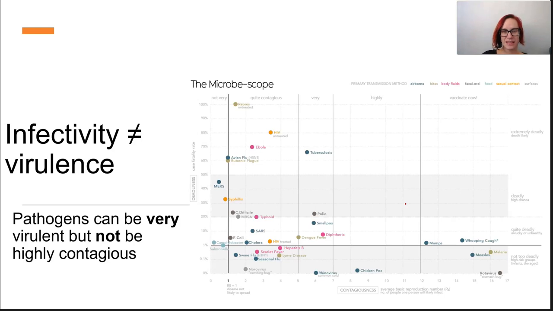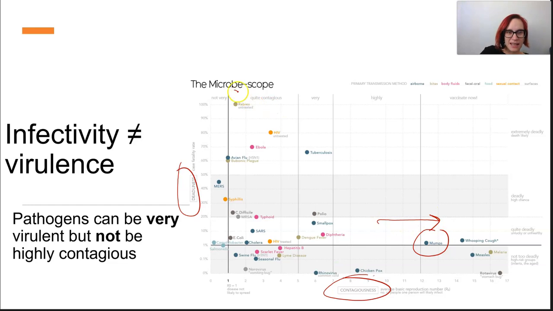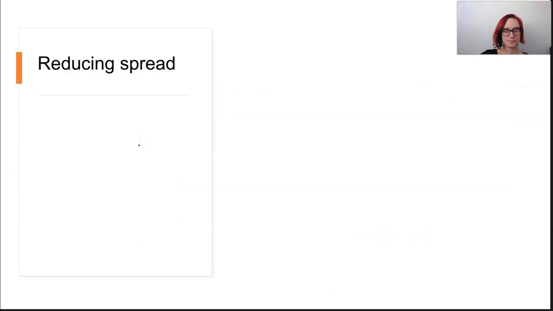But there's always these lovely charts about how contagious a disease is versus how deadly it is. So, you're talking mumps over here, very contagious, not as deadly as, say, rabies up here, which is very, very low in its contagion, but very, very deadly.